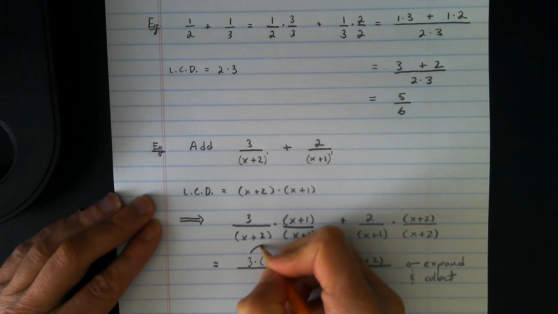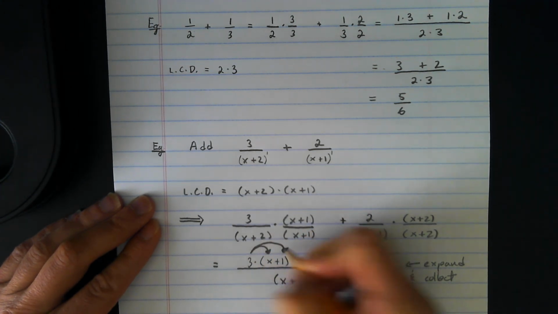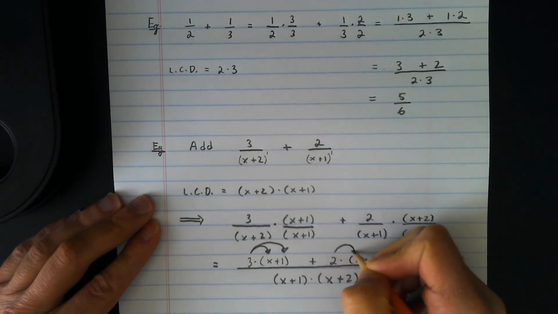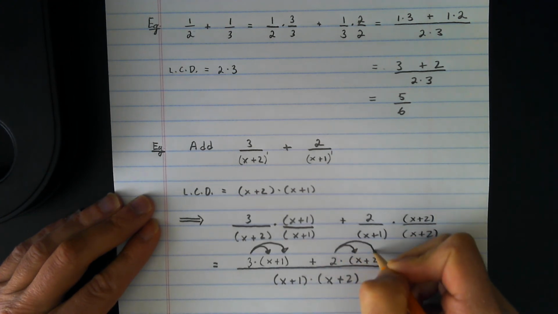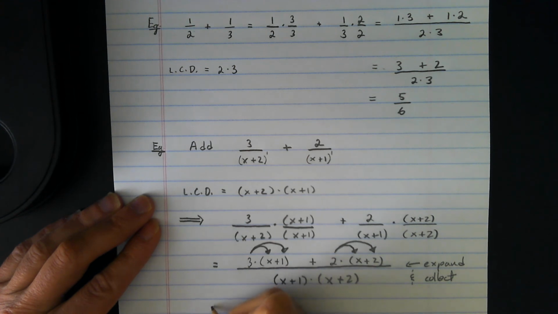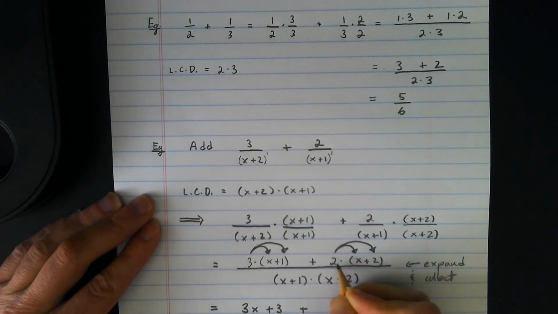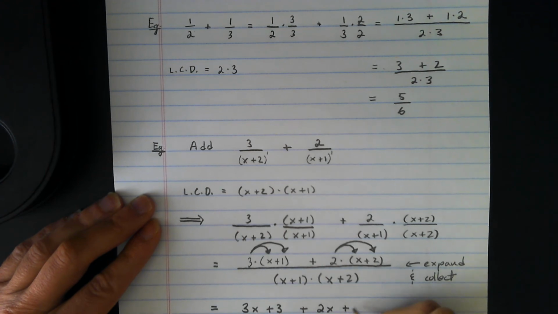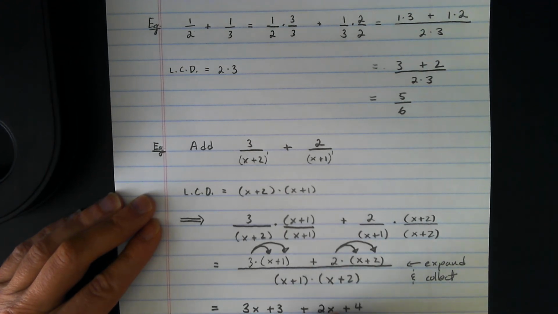And so I need to use the distributive property here, and the distributive property here. And this gives me 3x plus 3 plus 2x plus 4, and this is all over x plus 1 times x plus 2.